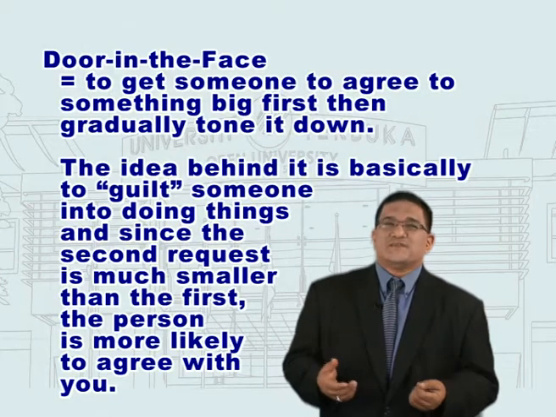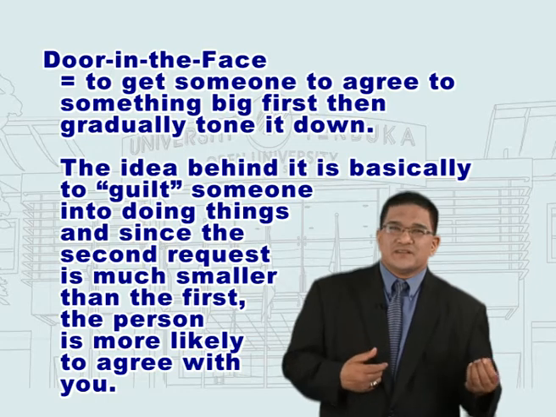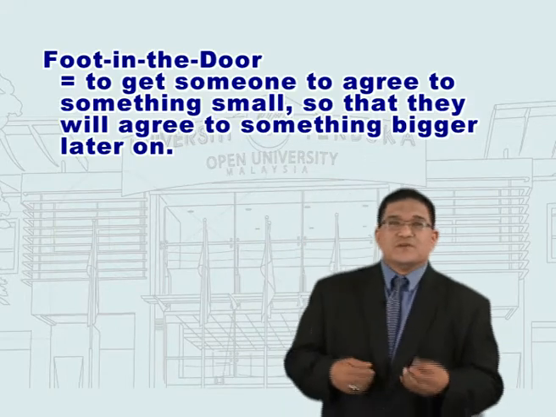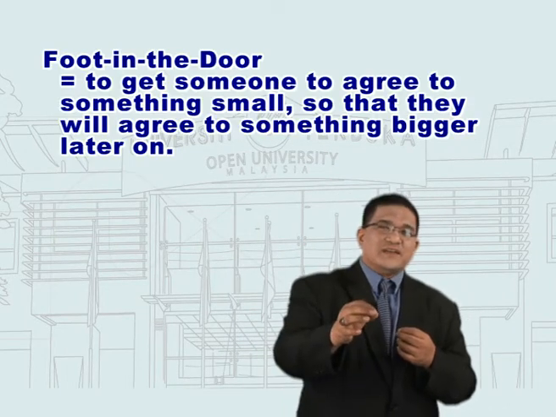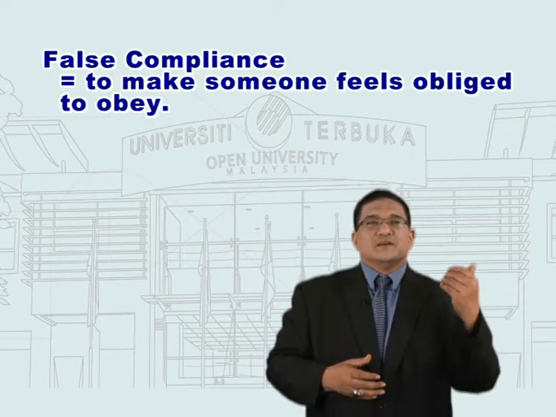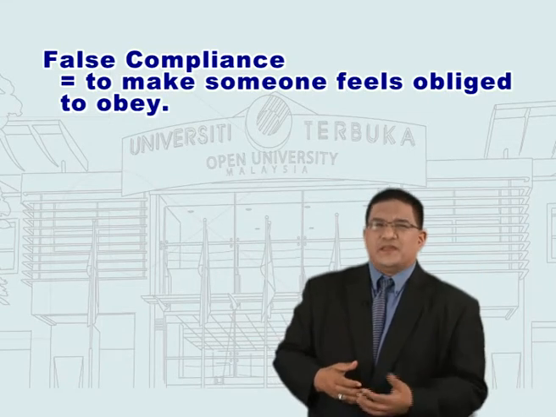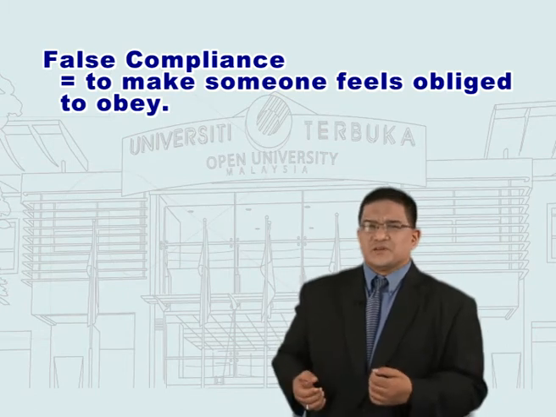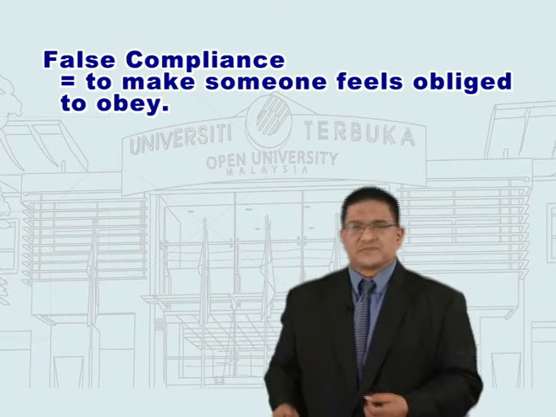Next is the door in the face. We cause the rejection and then we make real the offer. The foot in the door, we make a small offer, and then we make a bigger offer, and we follow it with a bigger offer. Some people try to get your persuasion through forced compliance. Obligation to obey. They say things like, if you don't agree, then you're not thinking like a Muslim, like a Christian, or like whatever else.